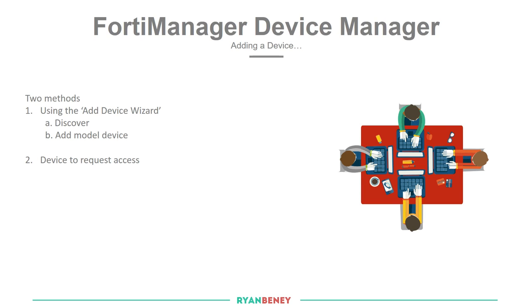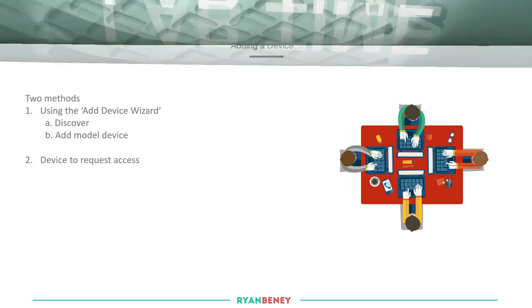Or we have the second option within the device wizard called add model device, and this allows you to essentially preempt adding a device. So if a device is not yet live, or maybe you have a larger rollout and you want to add those devices prior to them being able to be discovered, then you can add it in here. Or second, you can get the device itself to request access to the FortiManager, and then the admin on the FortiManager can accept or decline that request. Okay, let's jump in and make some changes.